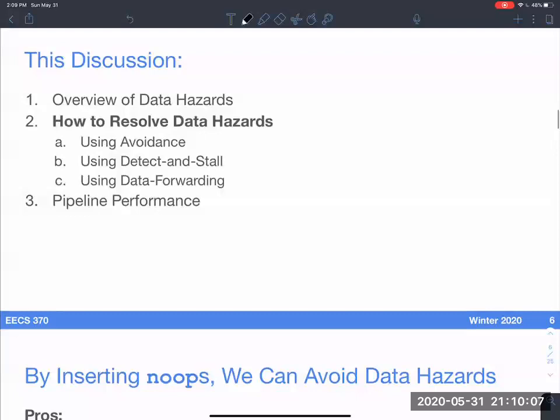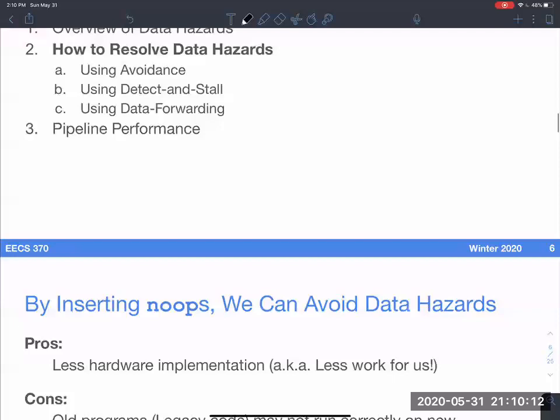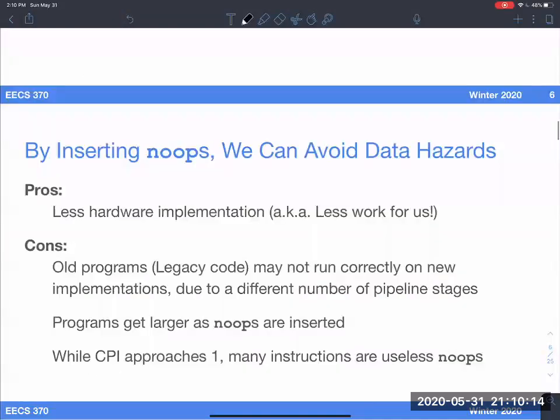Next, we're going to learn how to resolve these data hazards. The first one we're going to cover is avoidance. Avoidance is basically inserting no-ops into the assembly level code. And why is this good? Well, we don't have to do anything for hardware. It's all the programmer's job. And now, why is this bad?